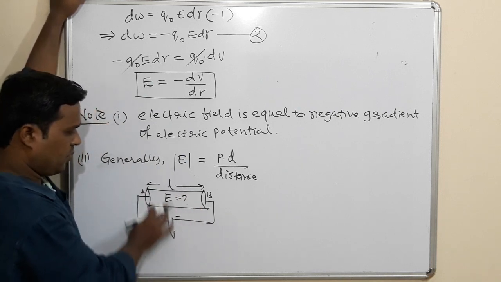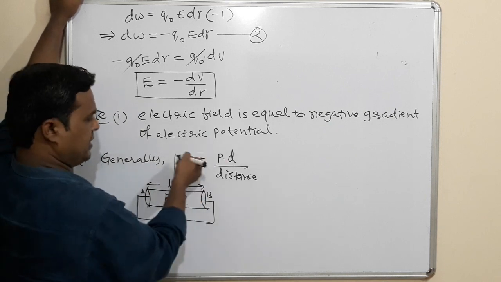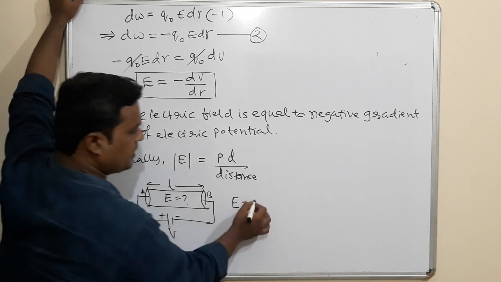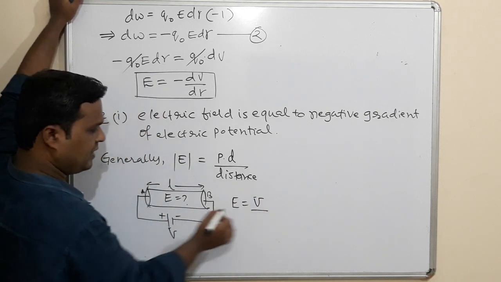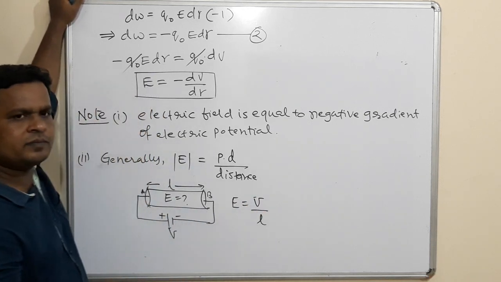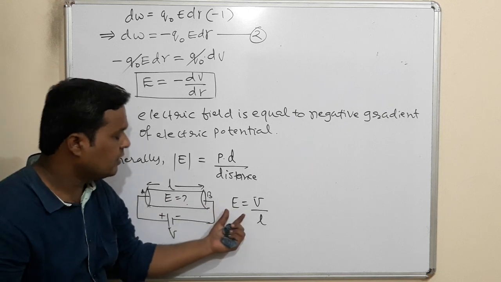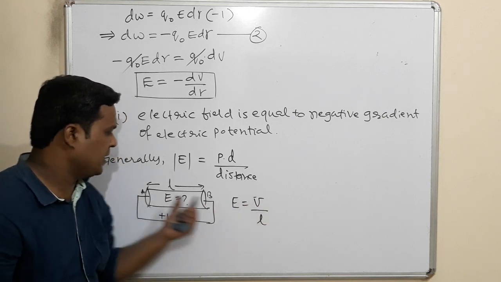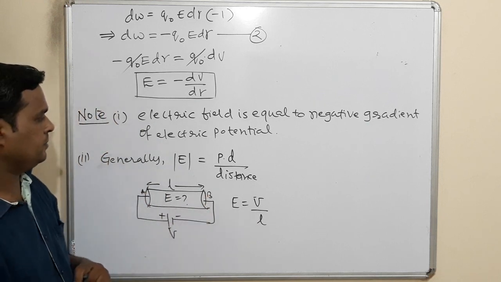What is the relation between E, V, L? Using this relation, E is equal to the potential difference applied, V, divided by the length L. This means the magnitude of electric field is equal to potential difference divided by distance.